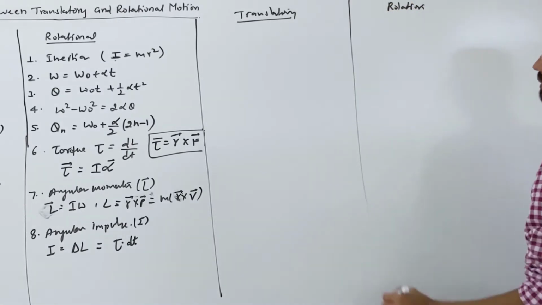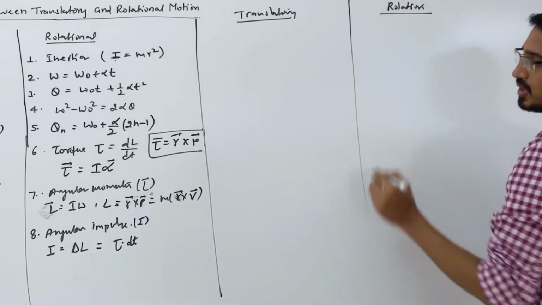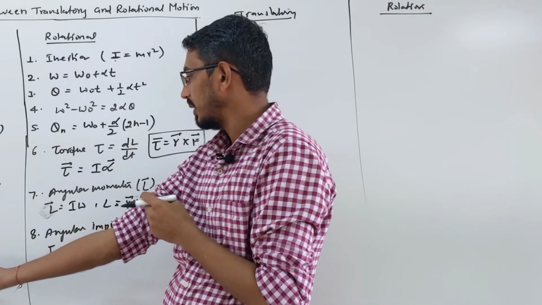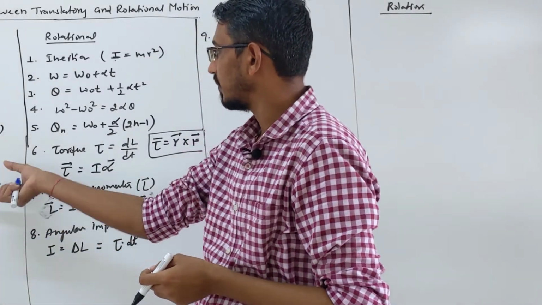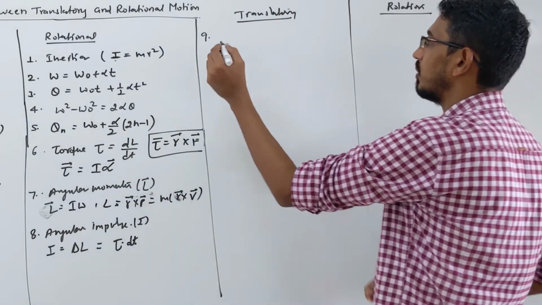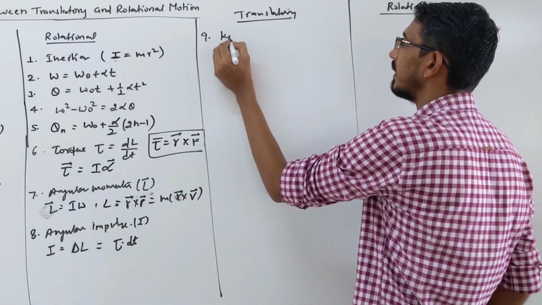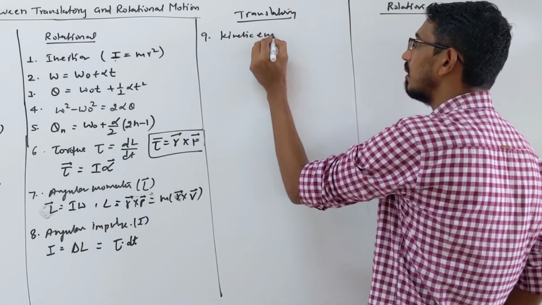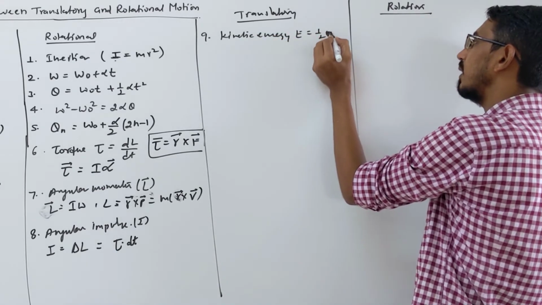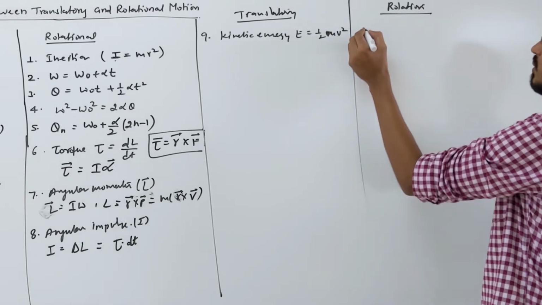Okay, so let's see the next point. Let's talk about it now. This we have learned in Newton's laws: force, momentum, impulse, all these things. Let's go to work, energy, power. We have learned about energy. So kinetic energy. Kinetic energy is called here half mv square, half mv square. And what is the equivalent of it here?